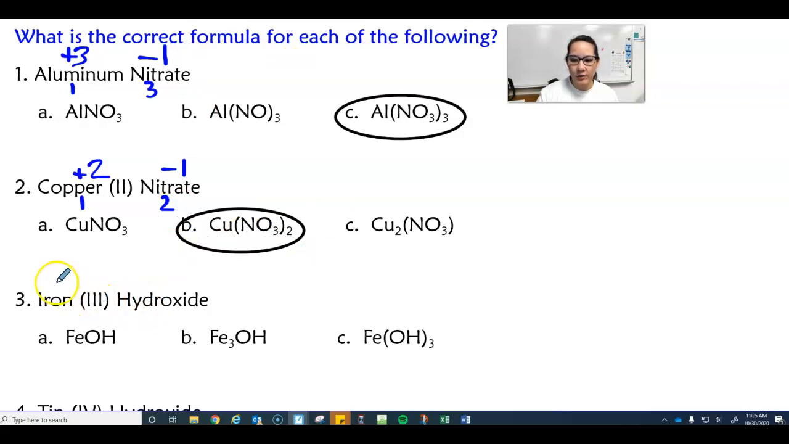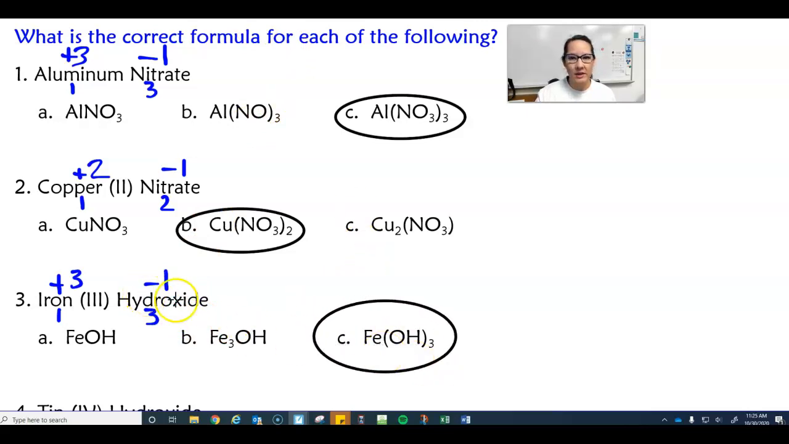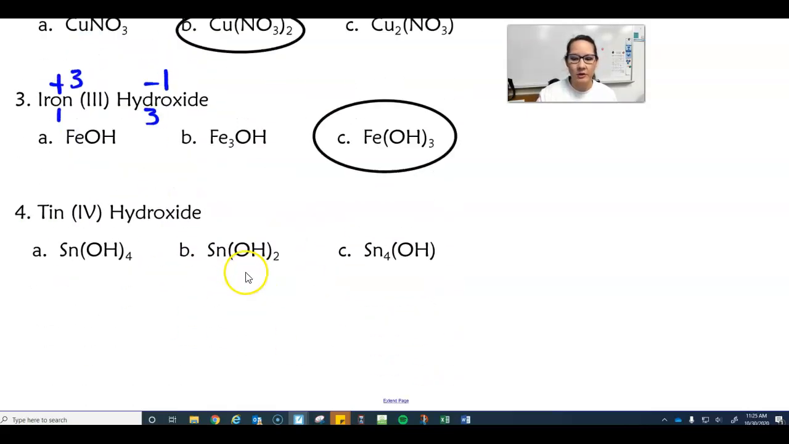Next is iron 3 hydroxide. This has a +3 charge. Hydroxide has a -1 charge. So it's going to take 1 iron and 3 hydroxides for this to be balanced. And remember, the hydroxide, OH, must go in parentheses with the 3 on the outside of the parentheses. And so letter C would be the correct answer.